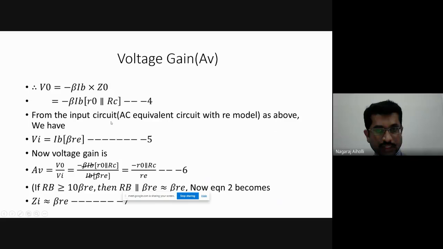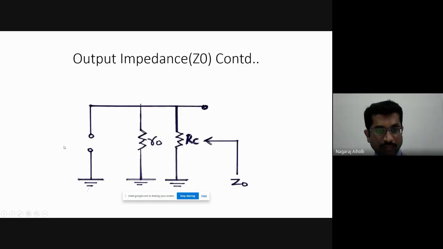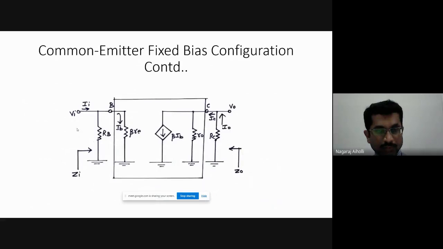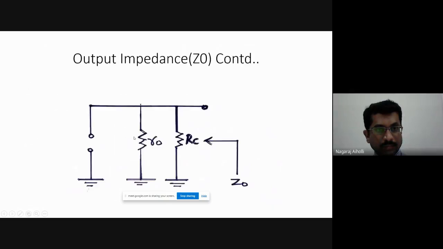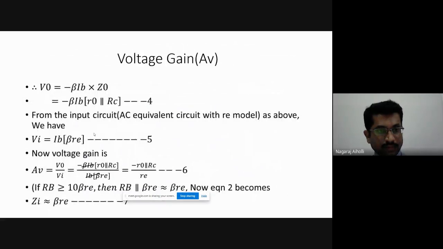Now from the input circuit, that is the AC equivalent circuit with the re model, Vi is given by Ib into beta re. Yes or no? Vi is Ib into beta re. Correct? Because it is in parallel. Therefore, substitute this Vo and Vi in the gain equation. Vo by Vi will be minus beta Ib into ro parallel RC divided by Ib beta re. Ib beta cancels. We get minus ro parallel RC divided by re, minus small ro parallel capital RC divided by small re.